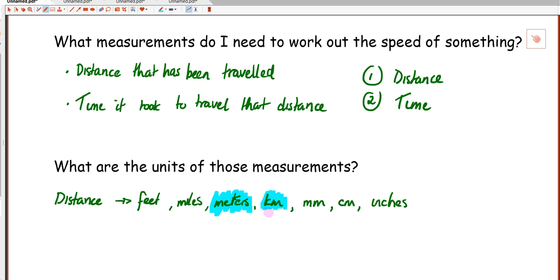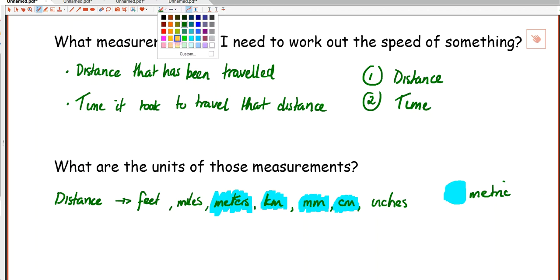So we've got meters, kilometers. What's this one? Millimeters. And this one is centimeters. So the ones I've got highlighted in blue, they are our metric ones. Now, we haven't done a lot of talking about metric and imperial yet because I'm just trying to get you to start recognizing the difference. So then we've got these ones. Oh, wrong pen. The other ones are the imperial ones.